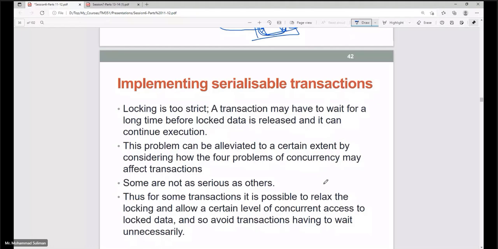This problem can be alleviated to a certain extent by considering how the four problems of concurrency may affect the transaction. Some of the problems may not be serious, some may be serious. For serious problems, we can provide a high level or strict locking, whereas for not serious problems, we can give some relaxation.